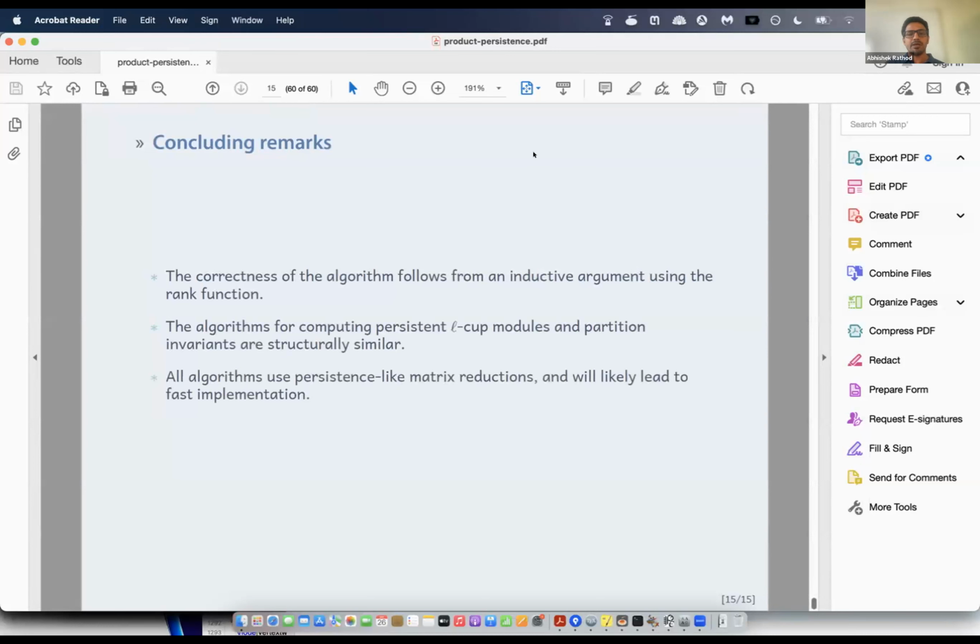And finally, I want to point out that these algorithms use persistence-like matrix reduction and will likely lead to a fast implementation. And in fact, we believe that a fast implementation of this invariant would make a significant impact on TDA practice. And this is something that we would like to consider as part of future work. So with that, I'd like to conclude my talk, and I would be happy to take any questions. Thank you.